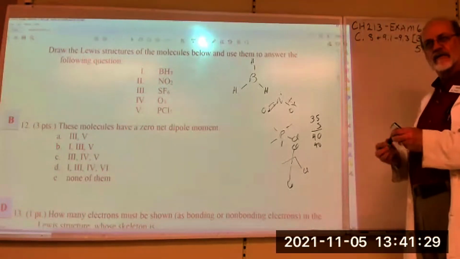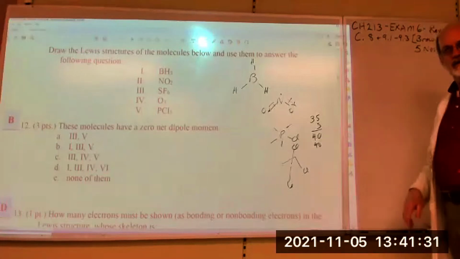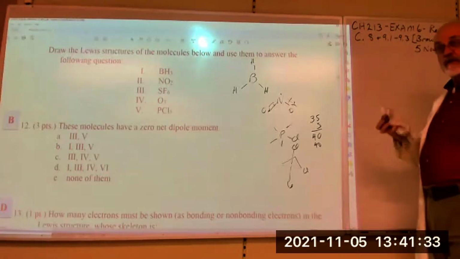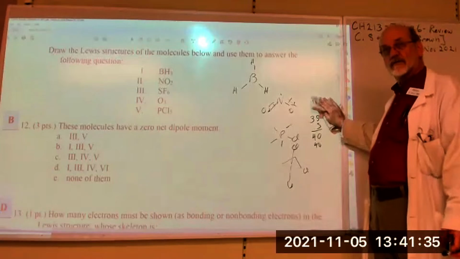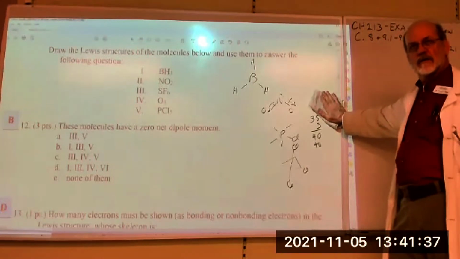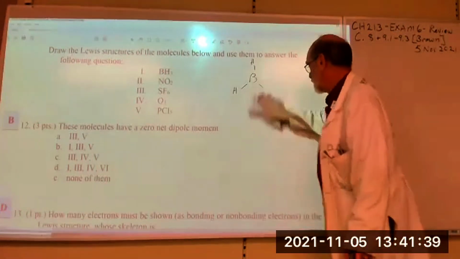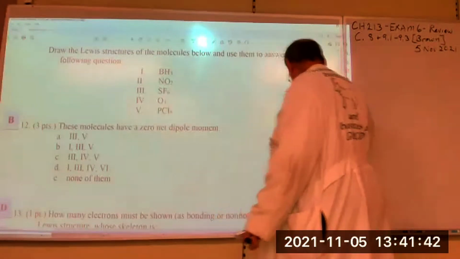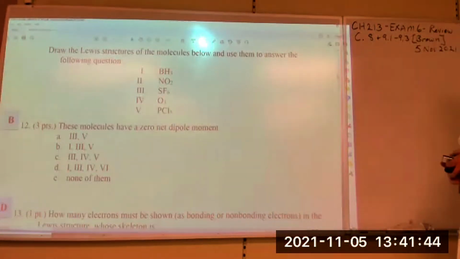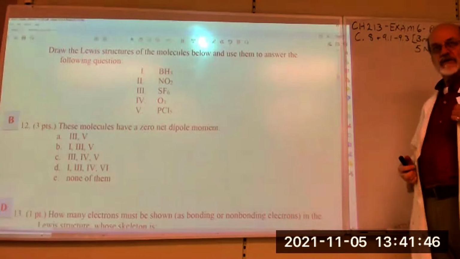Did I go too fast? Are we good? Did you have any trouble drawing the Lewis dot structures? It's fairly straightforward. And then you use the Lewis dot structure and the VSEPR model to tell you what the geometry is.